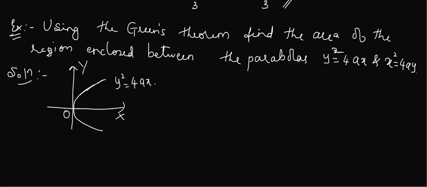Now x square equal to 4ay opens above the x-axis. Yes, we have it like this. x square is 4ay. Tell me, which is the common area now? The intersection in the first quadrant. Yes, this part is common area, you can see.